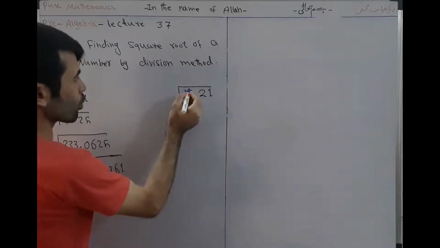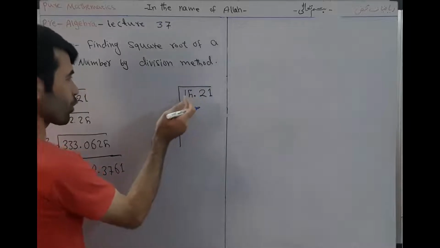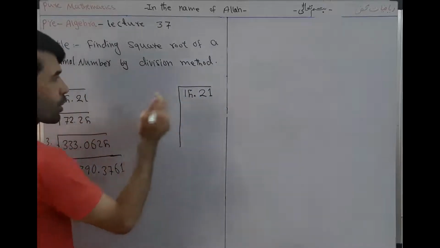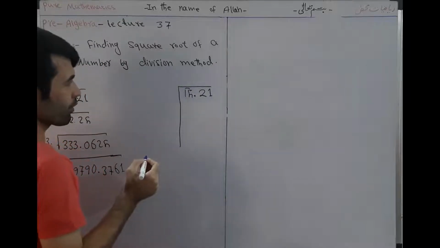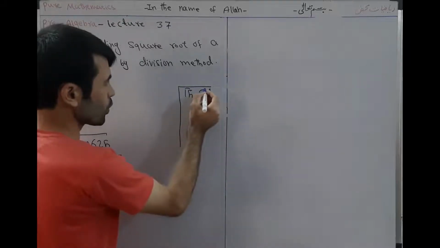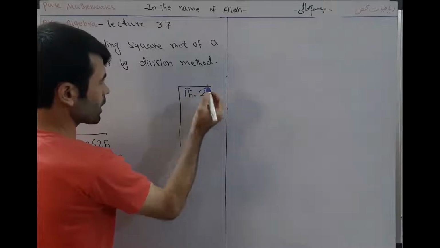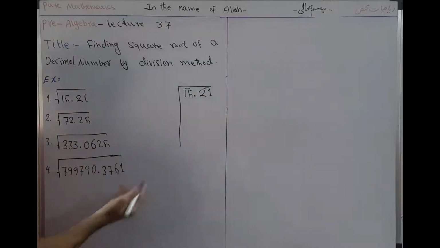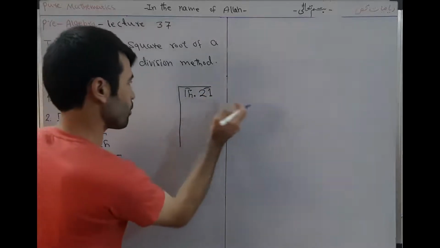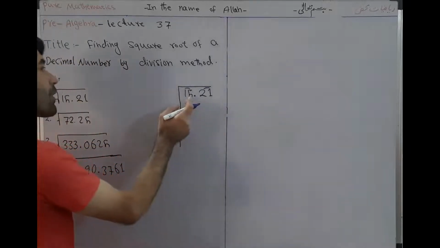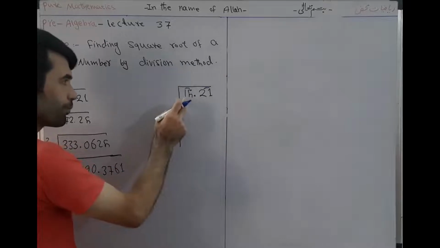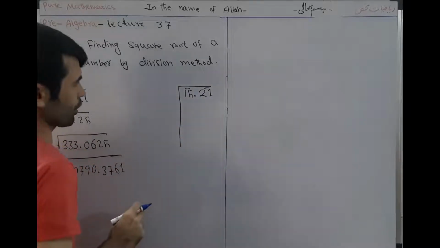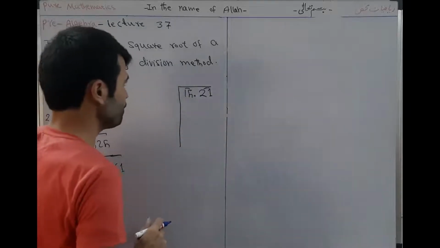We make groups of integers from the right side. Here 15 is a group and 21 is another group. For the decimal part, we group from the left side, and for the integers, from the right side. We want to make groups.